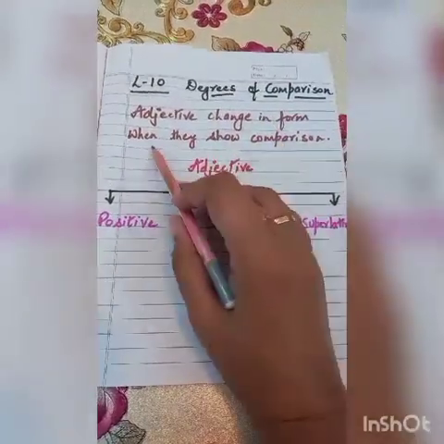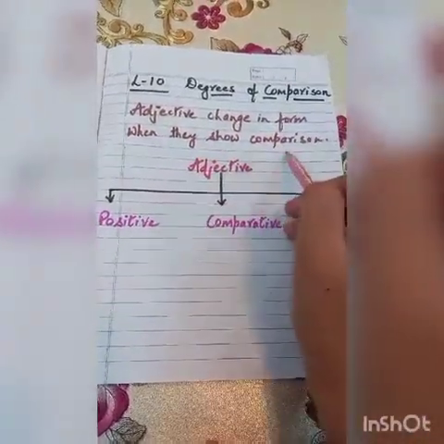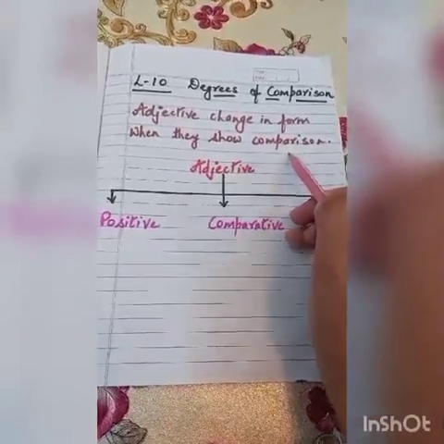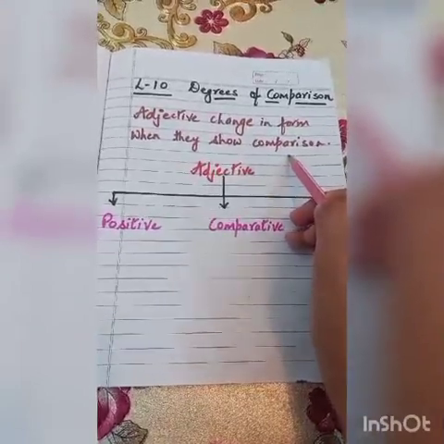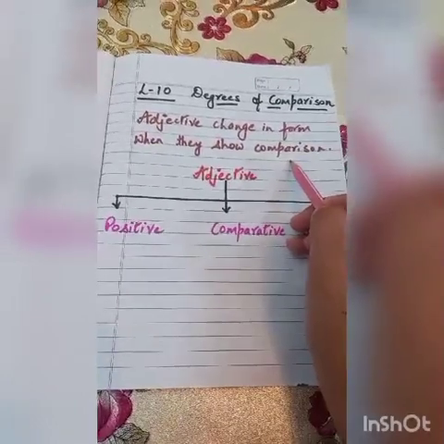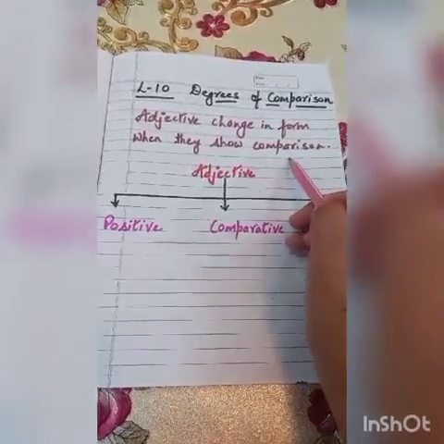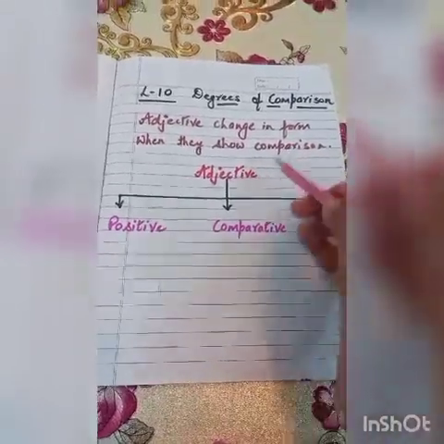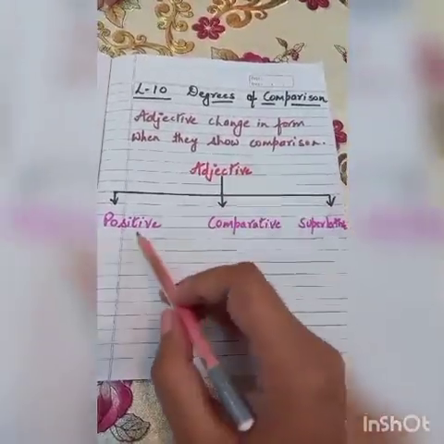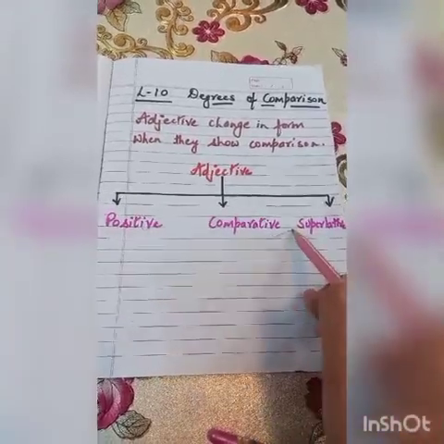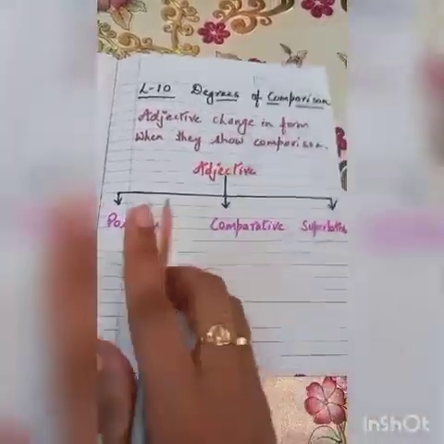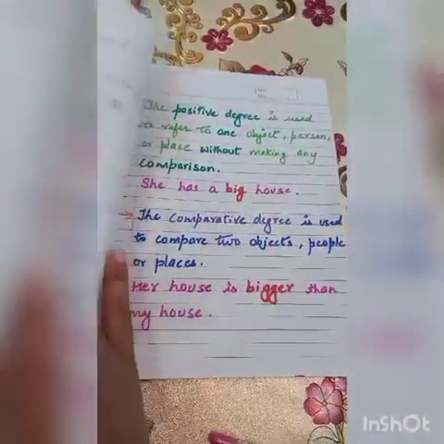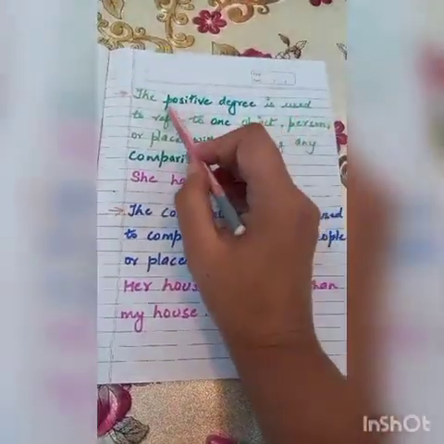Adjectives change in form when they show comparison. Here an adjective of quality changes its form when it is used to compare one noun with another. Now adjectives are of three types: positive, comparative, and superlative. First one is the positive degree.